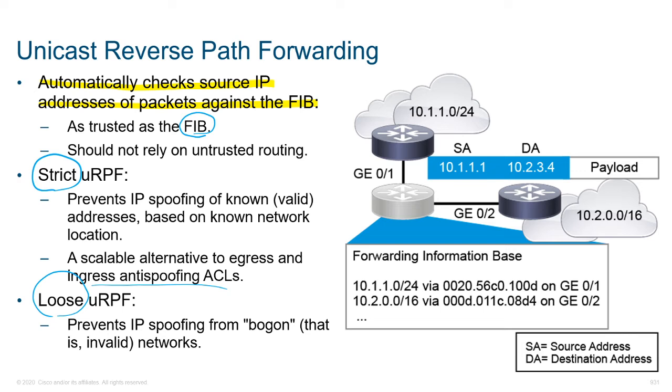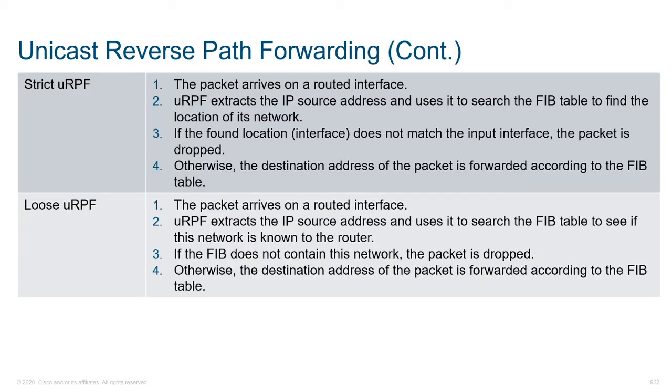All right, as far as loose, this is just going to be validating the existence of any source networks in our routing information base, or in our route table. It also allows us to provide an additional method to drop any traffic from any invalid networks. So here's a quick overview.